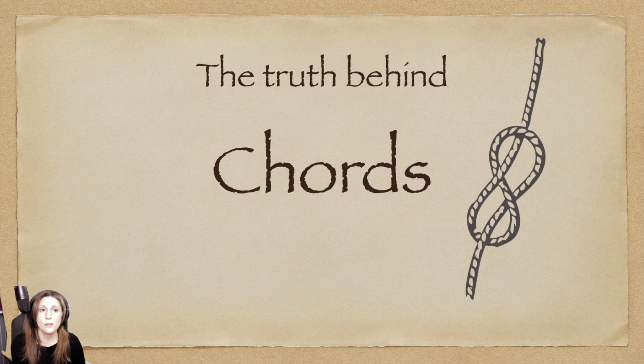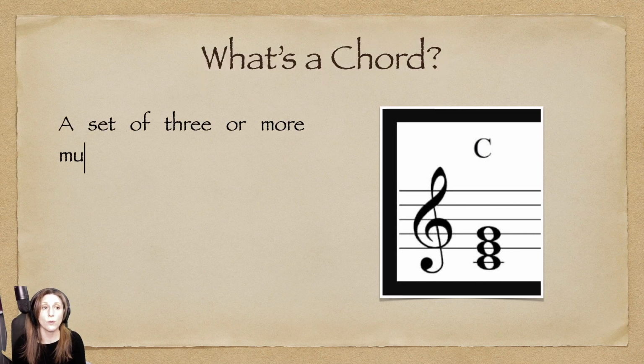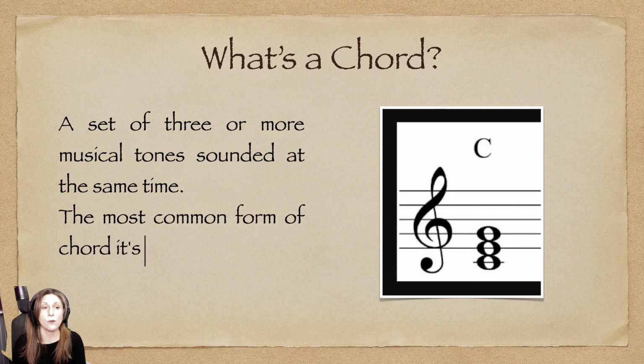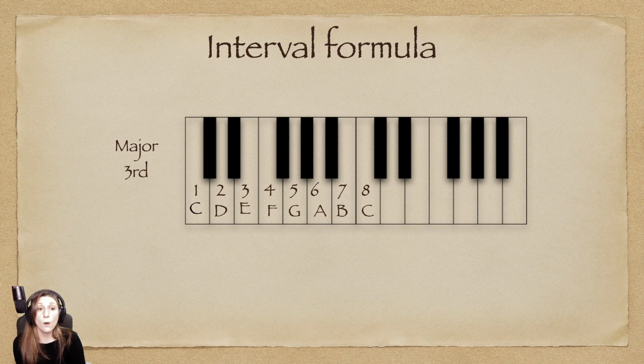I'm going to start with some basics about chords. What's a chord? A chord is a set of 3 or more musical tones sounded at the same time. The most common form of chords is the one formed from 3 notes and is called a triad. Like scales, which we have a video about, chords are unsurprisingly named according to the distance between its notes, or intervals. So this first formula I will show you today is the interval formula.